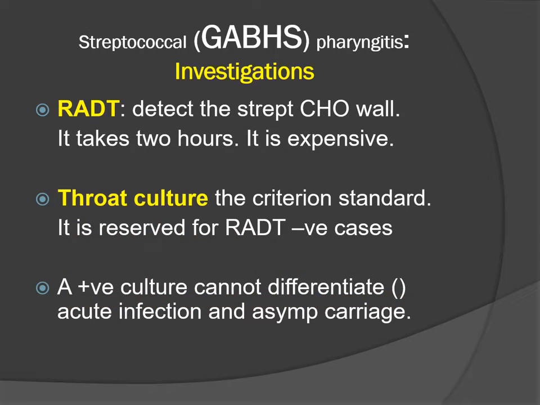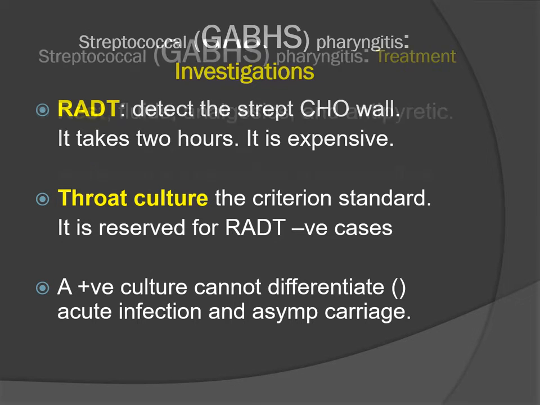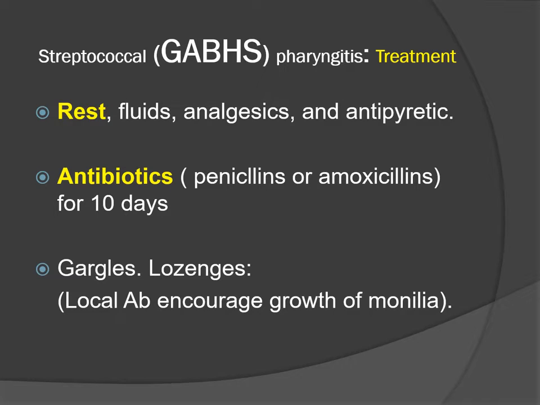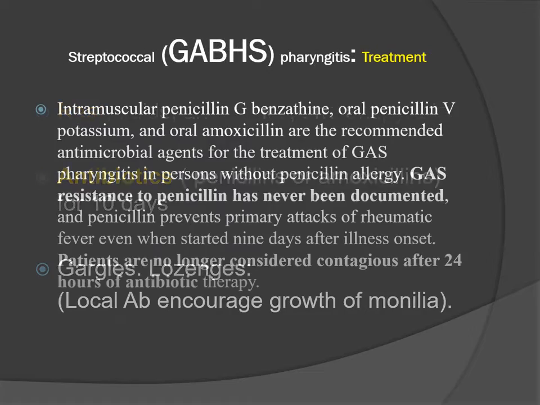The detection test detects the carbohydrate capsule cell wall of the strep, and if it is positive, there is no need for a throat culture. But if it is negative, because it's not positive in every case, so the sensitivity is not 100%, we do a throat swab. Treatment is 10 days of antibiotics, penicillin or amoxicillin, and rest.